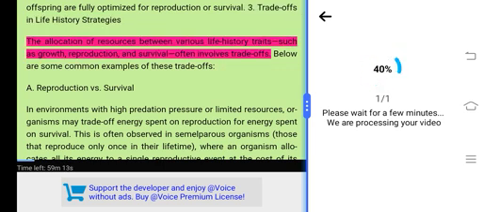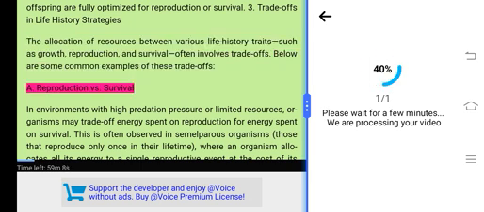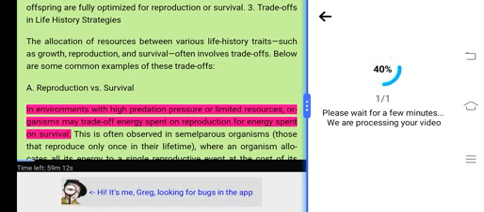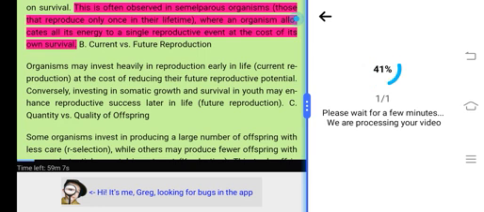3. Trade-offs in life history strategies. The allocation of resources between various life history traits, such as growth, reproduction, and survival, often involves trade-offs. Below are some common examples of these trade-offs. A. Reproduction versus survival. In environments with high predation pressure or limited resources, organisms may trade off energy spent on reproduction for energy spent on survival. This is often observed in semelparous organisms, those that reproduce only once in their lifetime, where an organism allocates all its energy to a single reproductive event at the cost of its own survival.